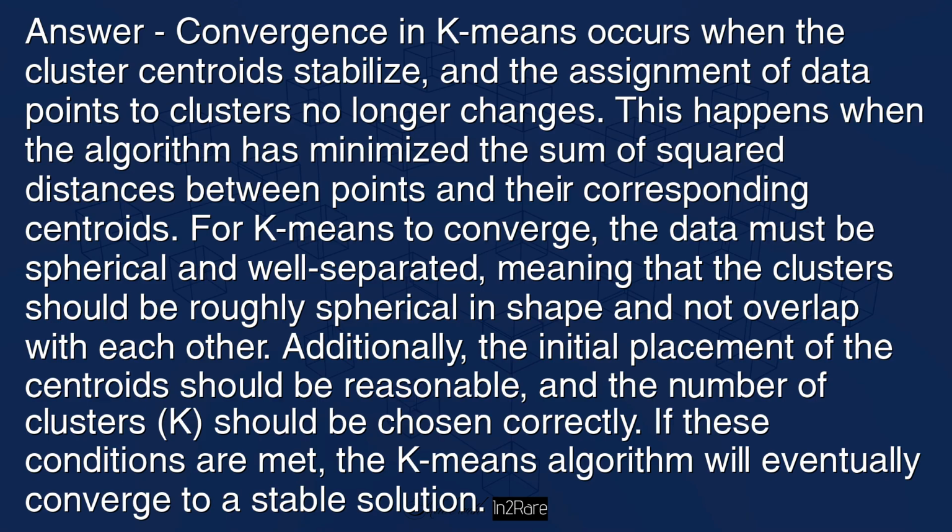For k-means to converge, the data must be spherical and well separated, meaning that the clusters should be roughly spherical in shape and not overlap with each other. Additionally, the initial placement of the centroids should be reasonable, and the number of clusters k should be chosen correctly. If these conditions are met, the k-means algorithm will eventually converge to a stable solution.